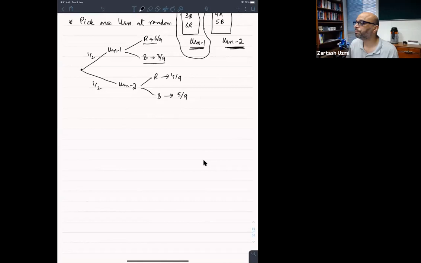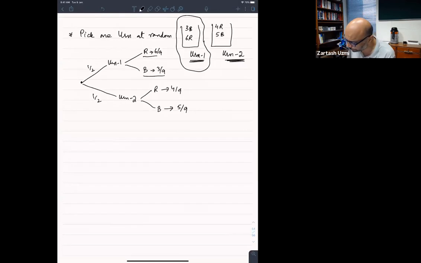So now let me ask two questions here. First question is related to partitions, or the law of total probability. First question is related to that.